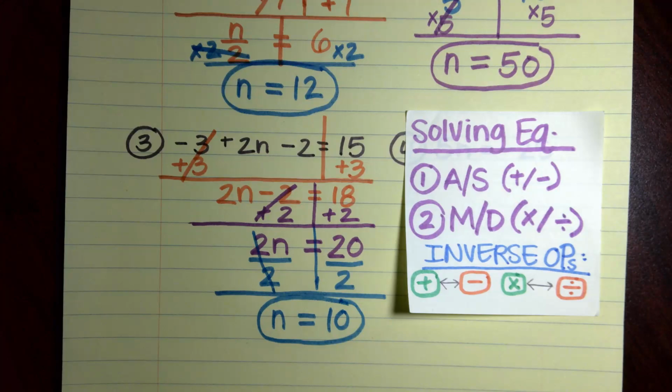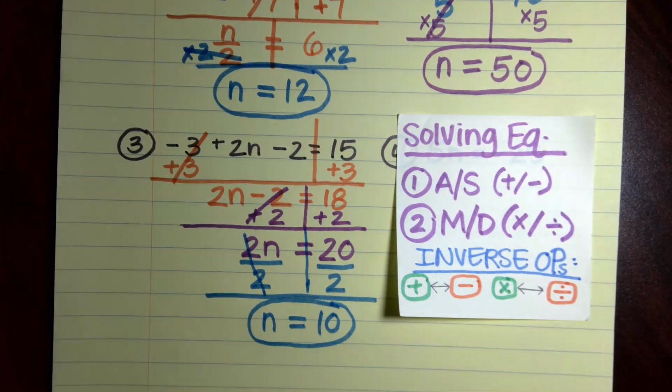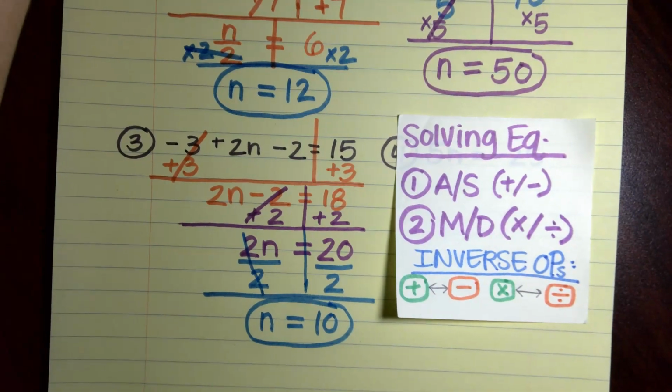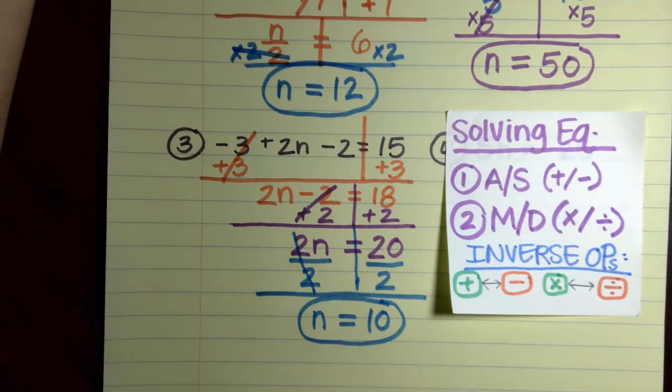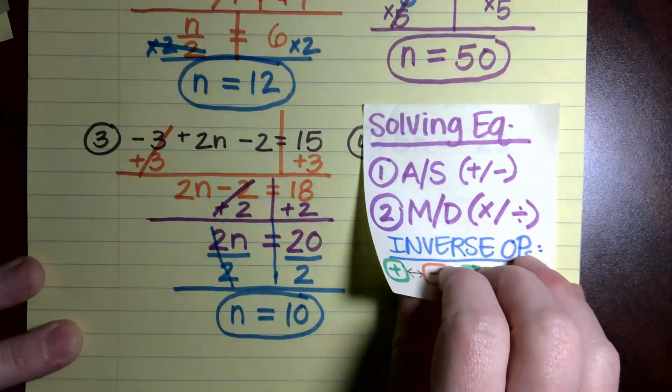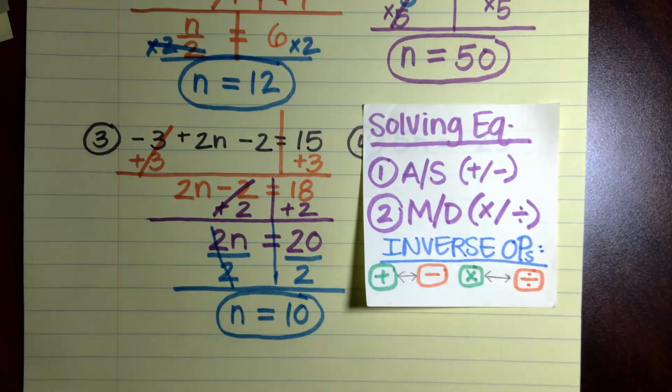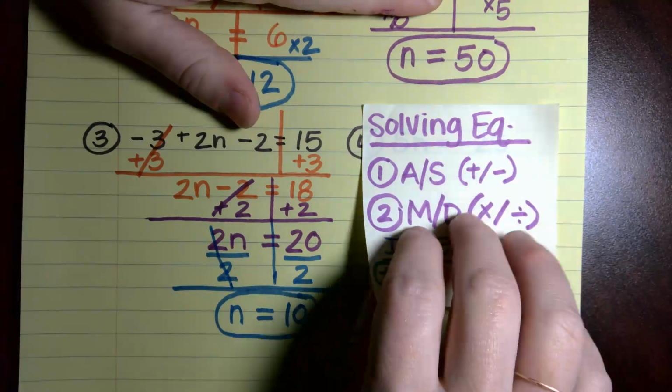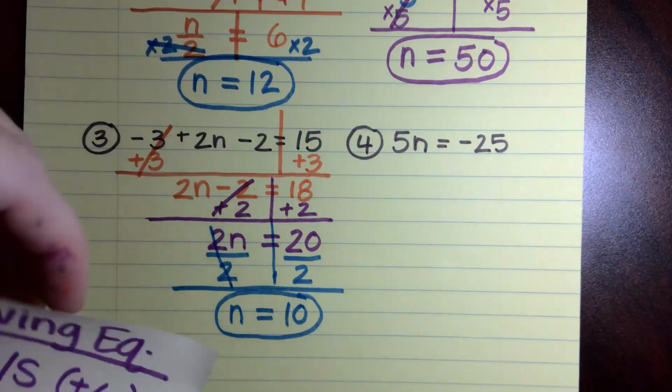It looks scary, and it's a lot of steps, but if we slow it down and do it bit by bit, it's not that bad. We're just adding and subtracting and multiplying and dividing. Any questions about number 3? Any questions at all? If not, we're going to try number 4. All right, let's move on.